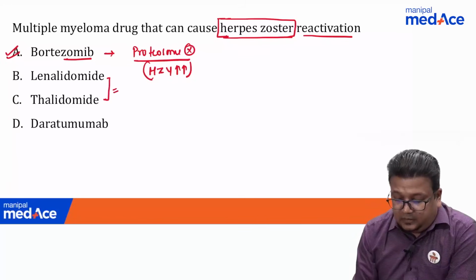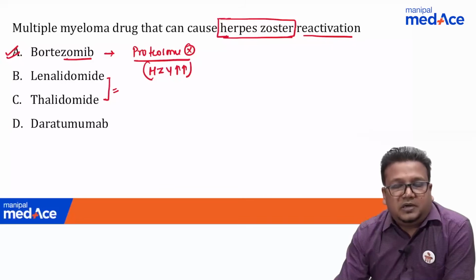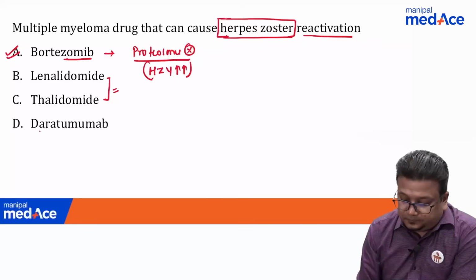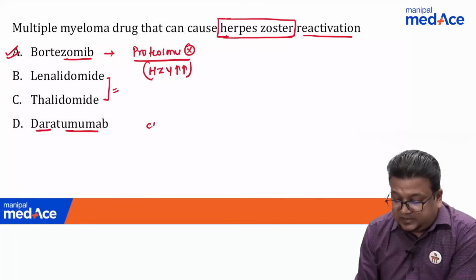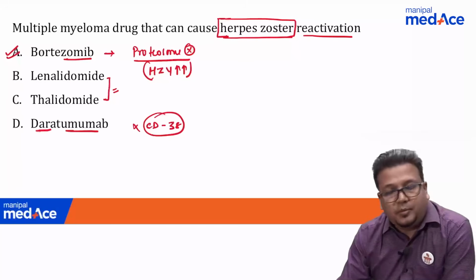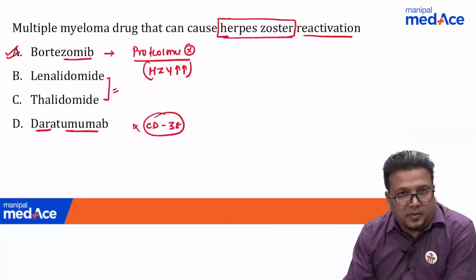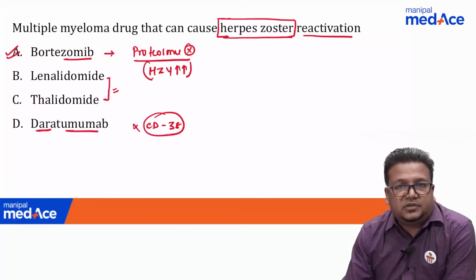Lenalidomide, thalidomide can also cause immunosuppression, but they mainly cause reactivation of cytomegalovirus. And daratumumab is a new drug again for multiple myeloma, a CD38 inhibitor. But the best answer here will be bortezomib, which can cause reactivation of herpes.